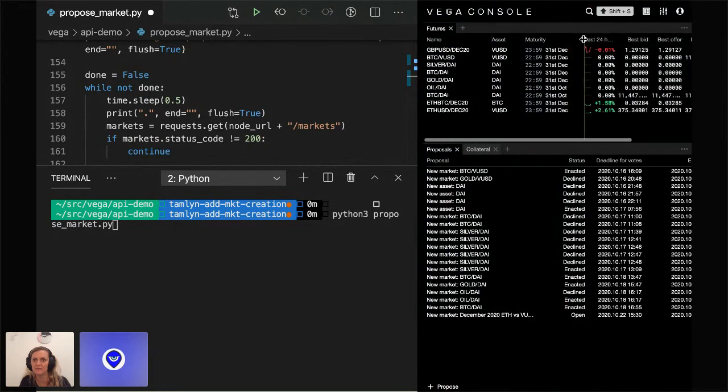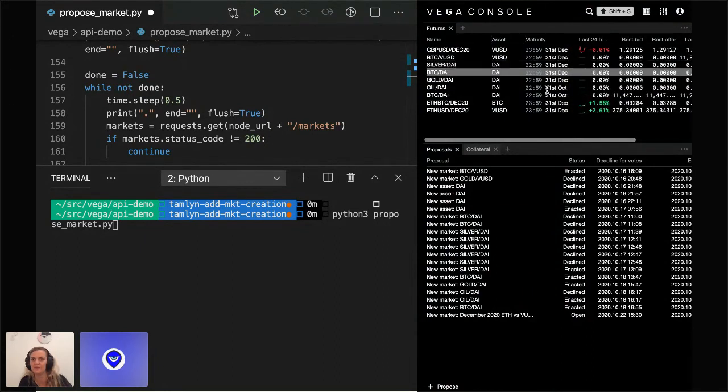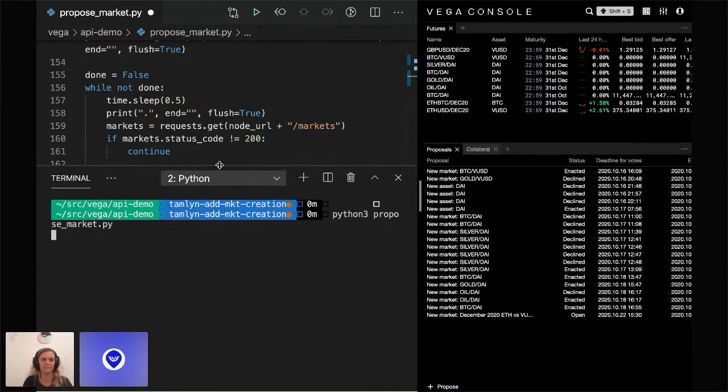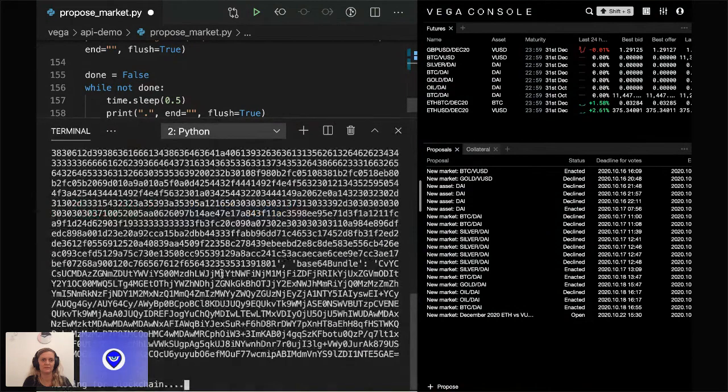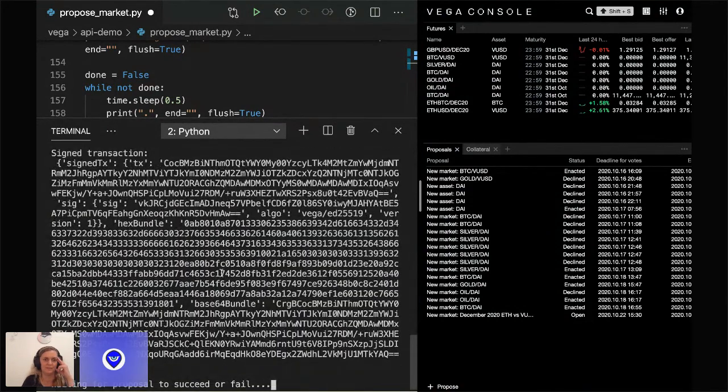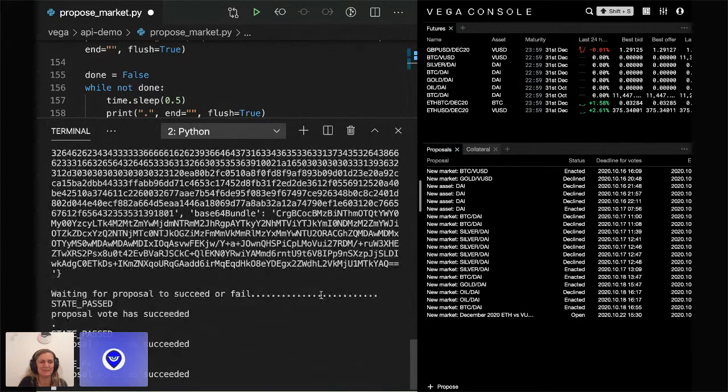Okay, some maturities here. So we should see our 30th of November maturity in here as well. Great. Okay, prepare the proposal, sign the transaction and send it. Now we wait and see if anyone else is voting on it. Is it going to succeed or fail?